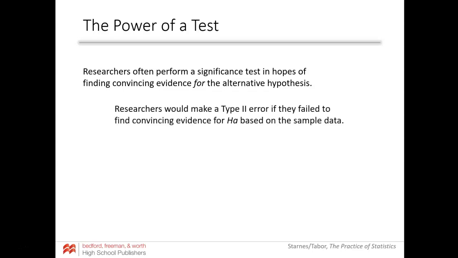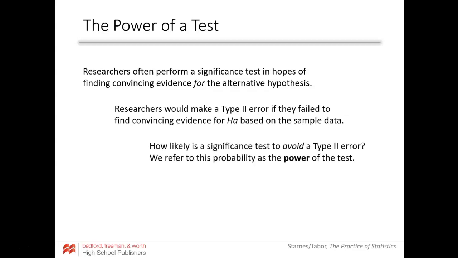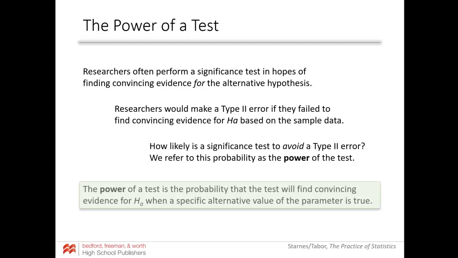Researchers would make what's called a type 2 error, remember from 9.1, if they failed to find convincing evidence for the alternative hypothesis based on the data. What they mean by that is they didn't find convincing evidence, but it turns out in real life the null hypothesis actually should have been rejected. They should have found convincing evidence, but they didn't. That's called a type 2 error. How likely is a significance test to avoid a type 2 error? Well, that's referred to as the power of the test. So the probability that your significance test will avoid type 2 errors is the power of a test. That's the idea.